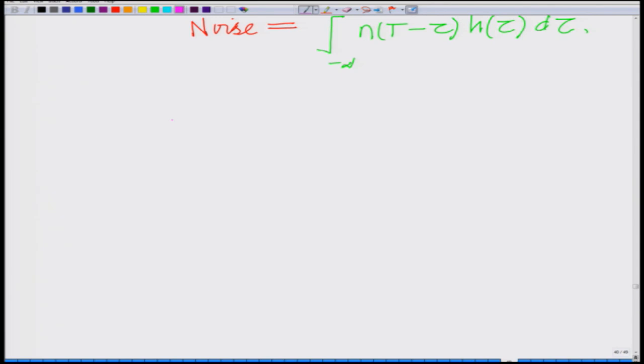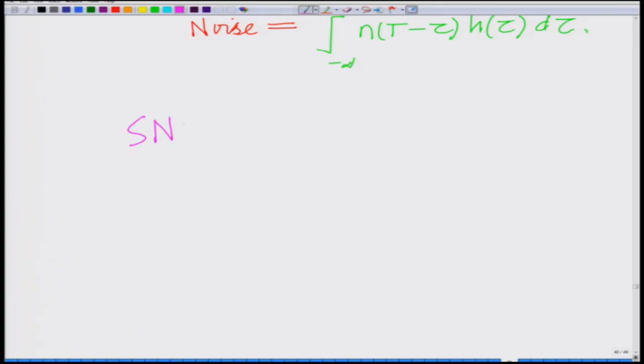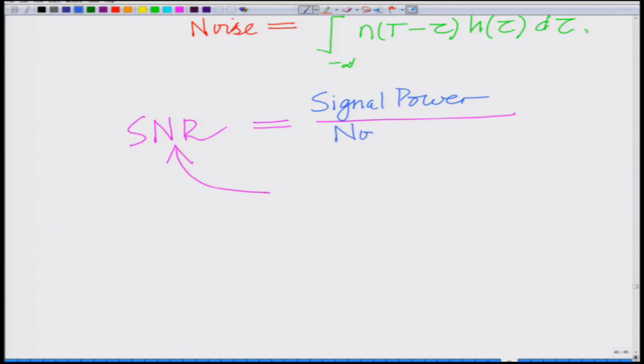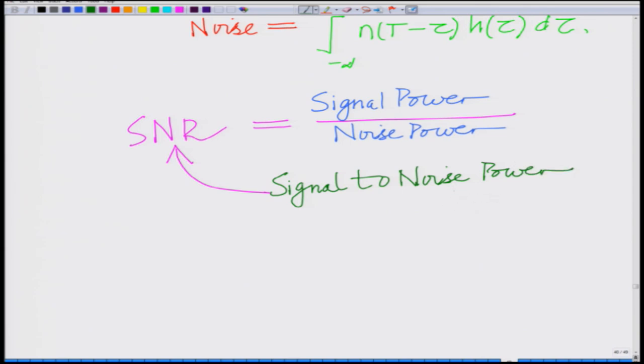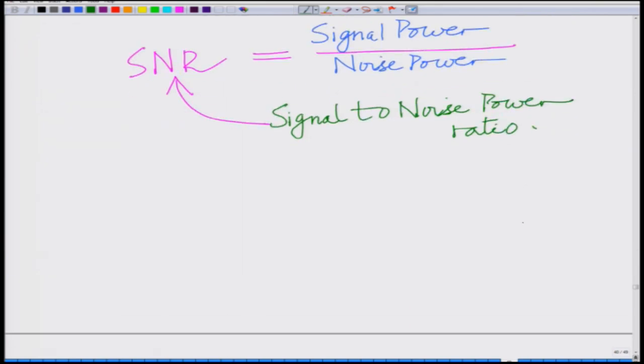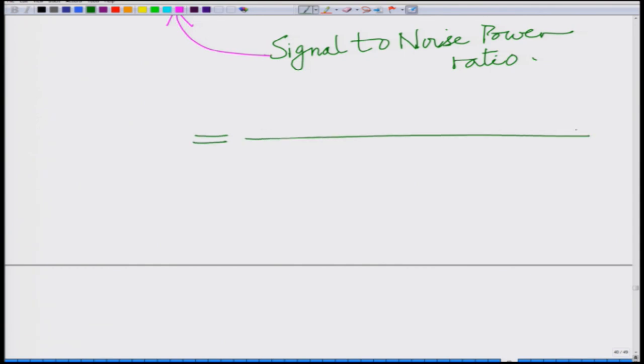We said that the important metric in a digital communication system is not the signal or the noise individually, but the signal to noise power ratio, because you want to maximize the signal power while minimizing the noise power, okay. So what is the SNR? That is basically the ratio of the signal power divided by the noise power. This is known as the signal to noise power ratio, and we have calculated the signal power and noise power independently. We have calculated both these terms.